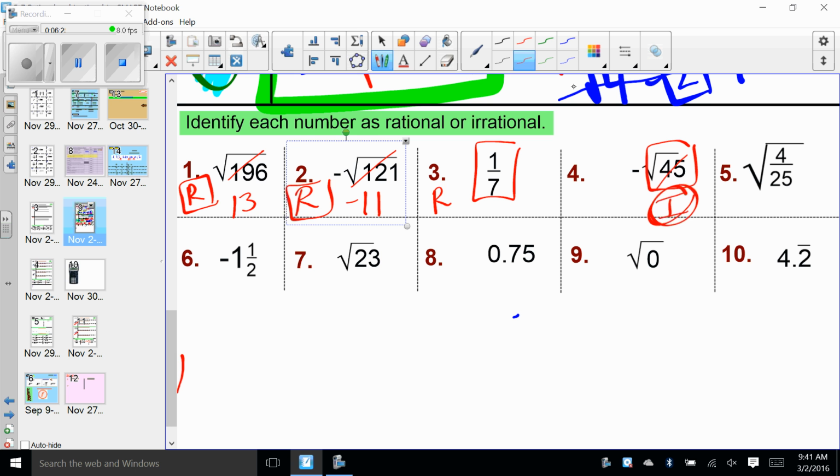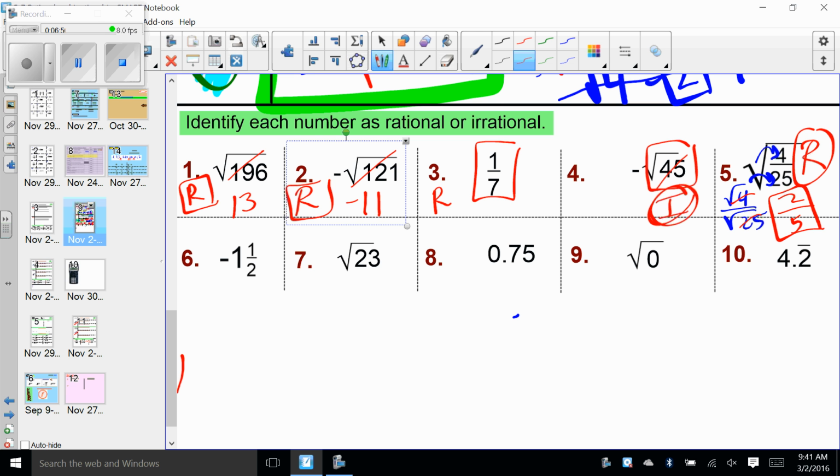Number 5, remember when you have this square root around it, you can give it to the top and give it to the bottom. So we're going to take the square root of 4 over the square root of 25. We get the square root of 4 on the top, which is equal to 2, and the square root of 25 on the bottom, which is equal to 5. That gives us a nice fraction of 2/5. Now you can put that in your calculator. You'll notice it's a super nice decimal, 0.4. That's terminating. Those are nice ones. This is definitely rational.